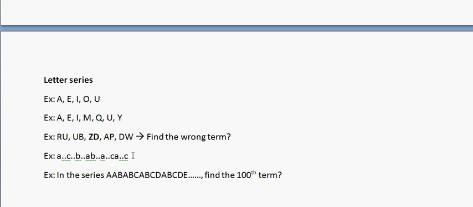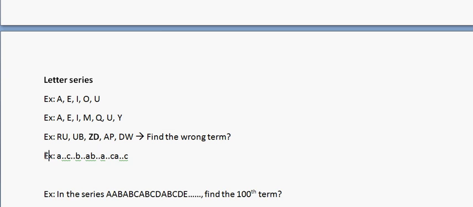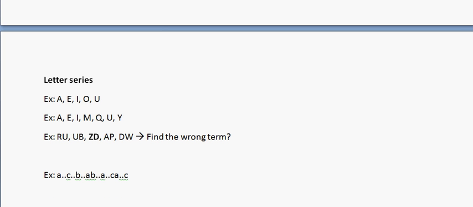Now there can be questions which are continued series. So there is A dash C dash B dash AB dash A dash CA dash C. You have to fill these dashes such that this series starts making some sense, right? For example, if I do it for you: ABC, ABC, ABC, and finally ABC, right? So what you are getting is ABC repeating itself, right?